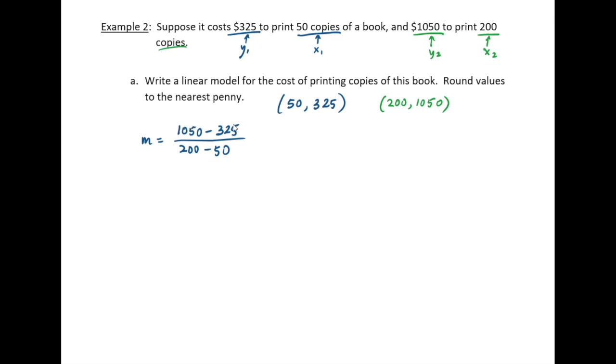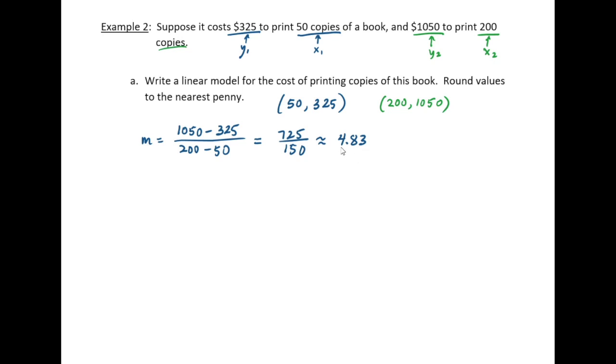And that's y2 minus y1 in the top over x2 minus x1. And now we'll simplify. And that's 725 over 150, and dividing 725 by 150 gives us approximately 4.83. Here we're rounding to the nearest penny, which is the nearest hundredth of a dollar.